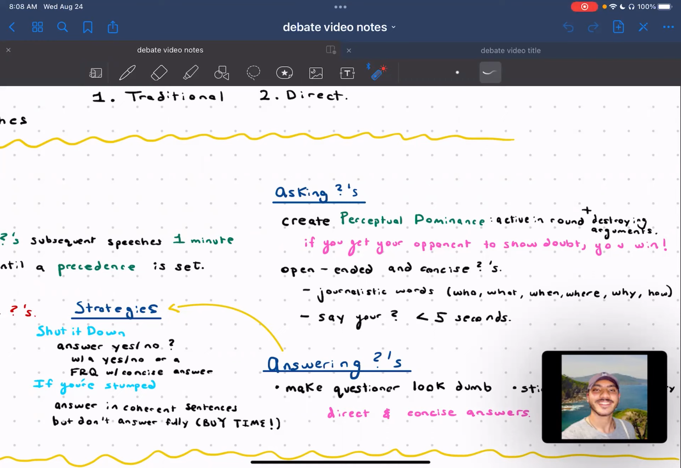At the end of the day, no judge wants to see the questioner ask a 10-second, 15-second question, because that takes away from the time that the rest of the chamber has to also ask questions.